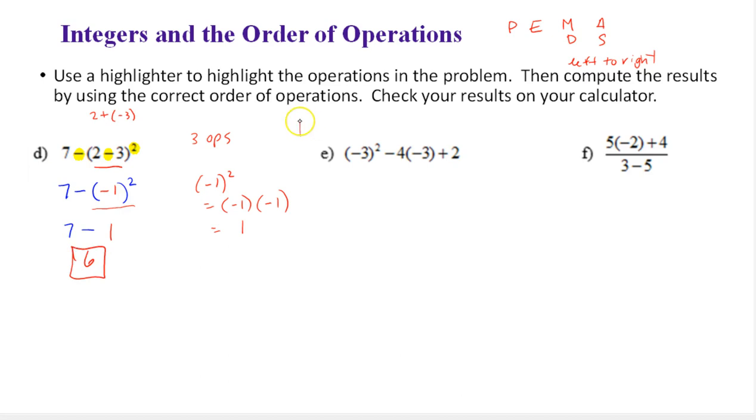Let's look at the next one. We'll highlight our operations. Well, here we have a square. Notice negative 3 is in parentheses, but there's not an operation in there. Here we have a subtraction. Here, these are next to each other, so there's implied multiplication. And here we have addition. So we have 1, 2, 3, 4 operations to perform.